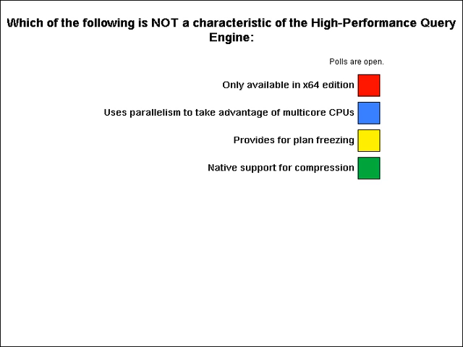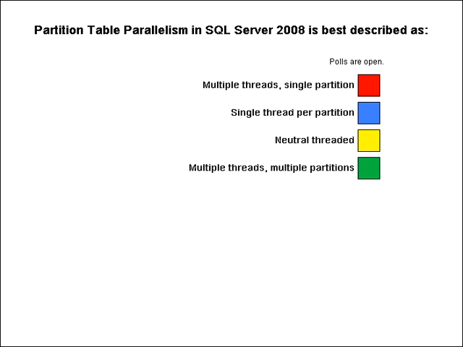All right. Next, which of the following is not a characteristic of the high-performance query engine? It's only available on x64, using parallelism to take advantage of multiple CPUs, provides a plan for freezing, native support for compression. Which of these is not a characteristic of the high-performance query engine? We're a little bit split here, but most people are actually getting the correct answer. It's actually this first one, the red one, only available in x64. The query engine is present across all editions that we have, so it's not limited to just the x64 version of SQL 2008.